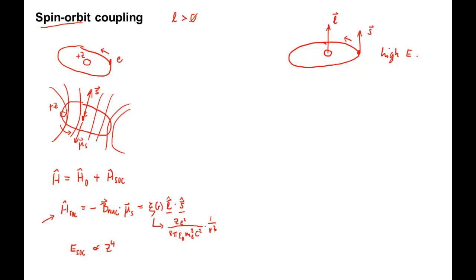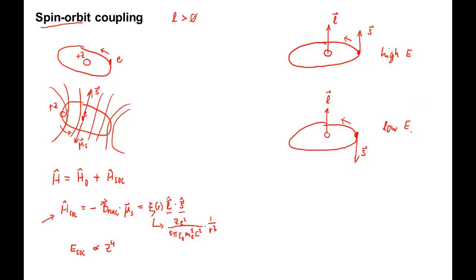On the other hand, let's look at the spin-down state in the same orbital situation. Now, the two angular momenta are antiparallel. The dot product in the spin-orbit Hamiltonian is negative, and we get a negative energy shift, so this state has a low energy.